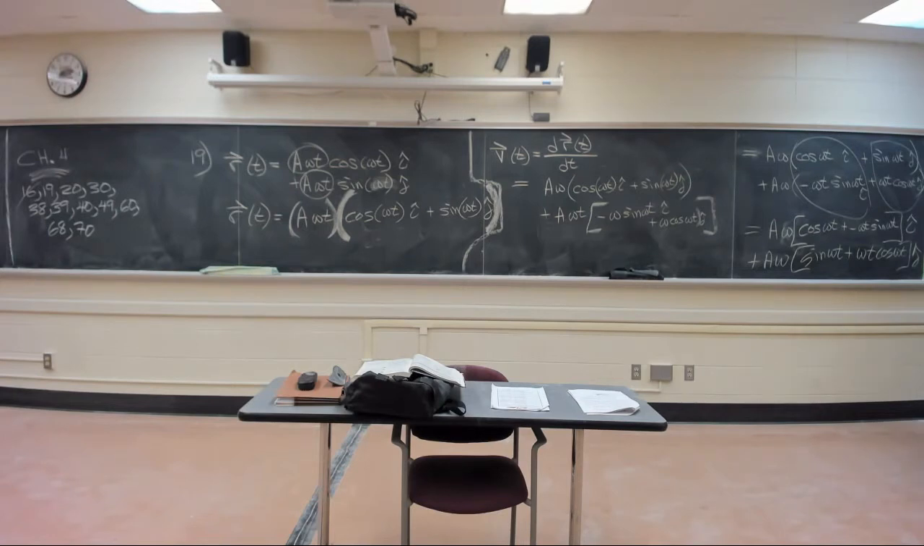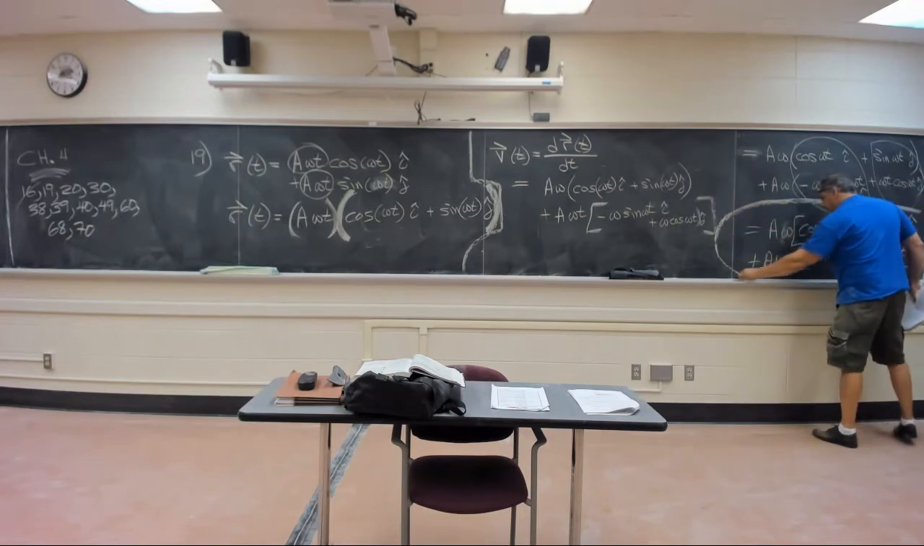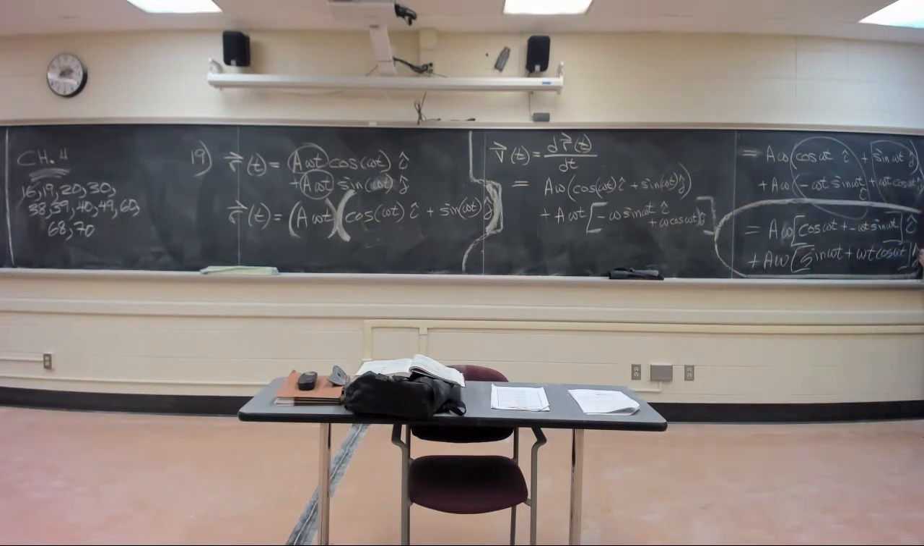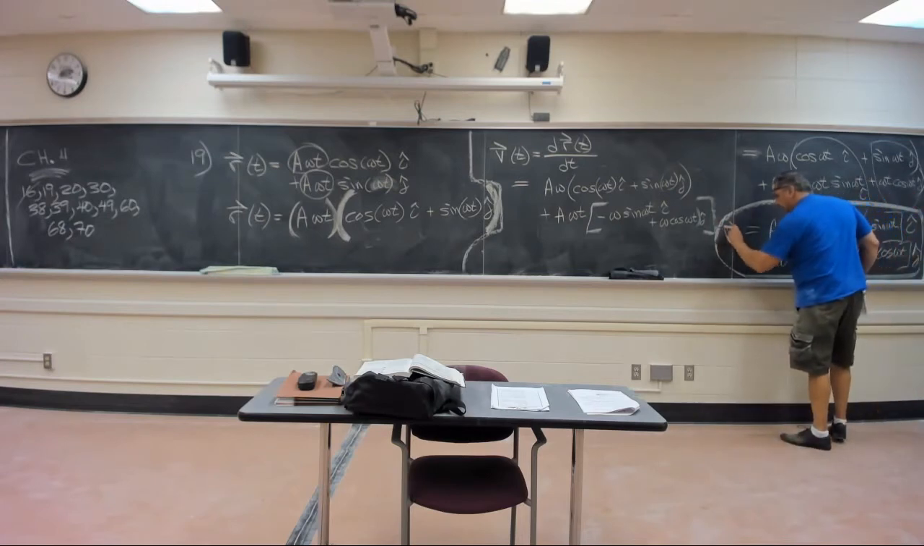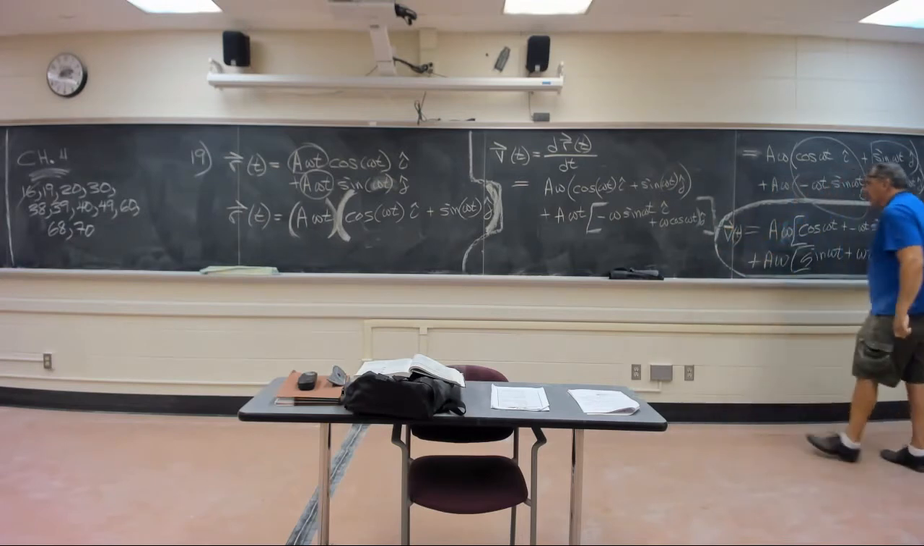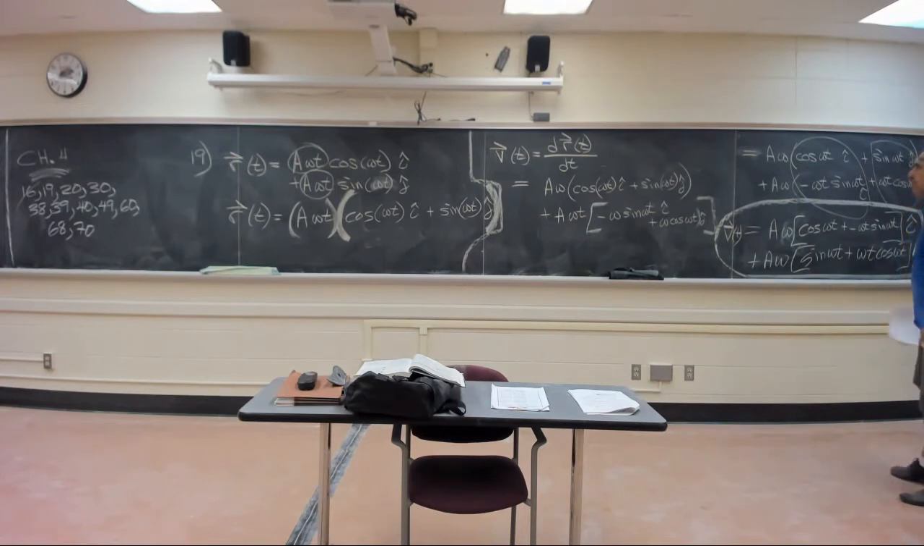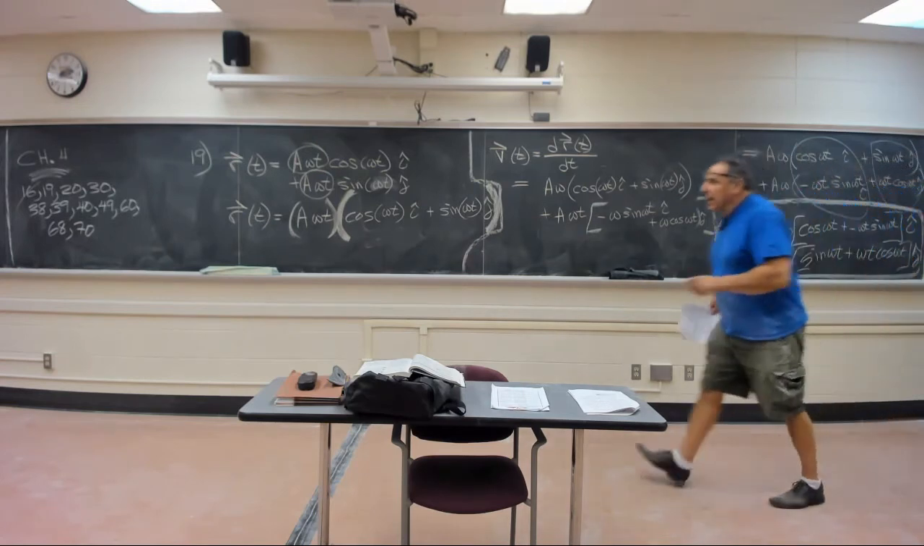A omega times the quantity cosine omega t plus negative omega t sine omega t, plus A omega times the quantity sine omega t plus omega t cosine omega t. This is an i component, that's a j component, and you are done. At the end of the day, it's coming out right there. So that's that. Let's go to 20.